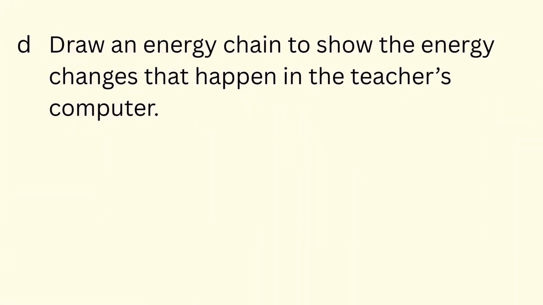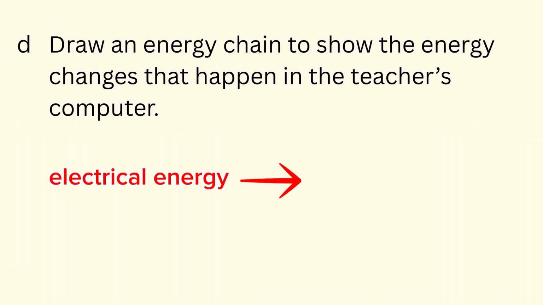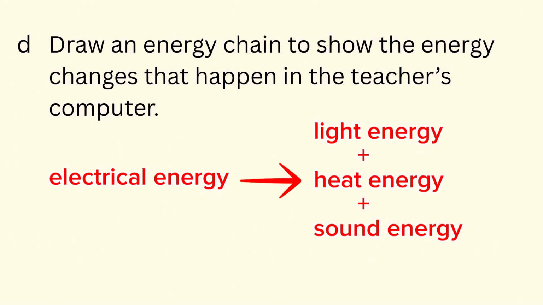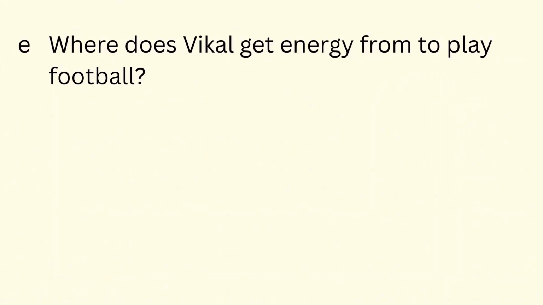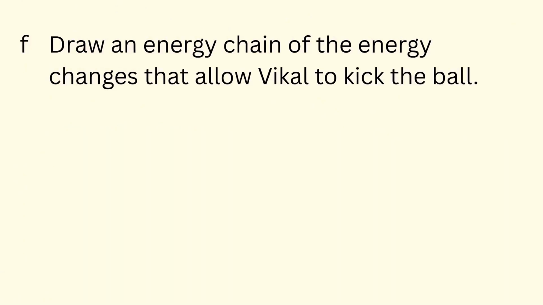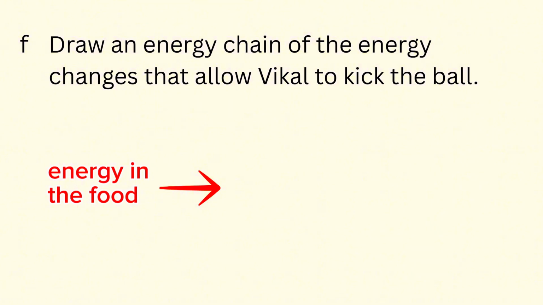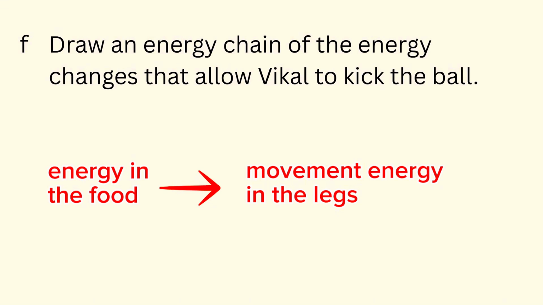Question D. Draw an energy chain to show the energy changes that happen in the teacher's computer. So electrical energy is changed into light energy, heat energy, and sound energy. Question E. Where does Vicker get energy from to play football? From the banana. Question F. Draw an energy chain of the energy changes that allow Vicker to kick the ball. So energy in the food is changed into movement energy in the legs.